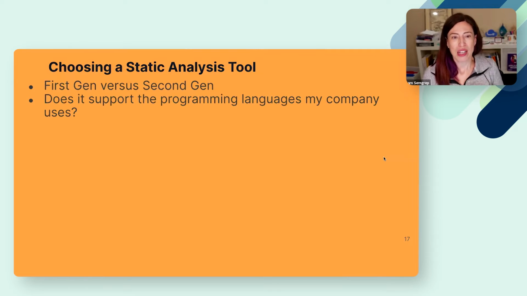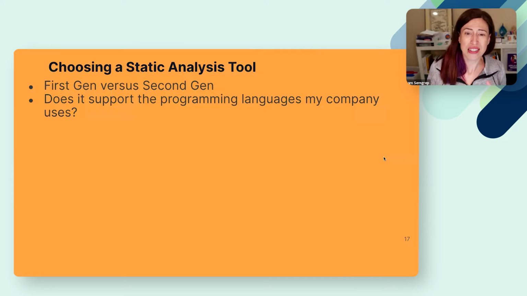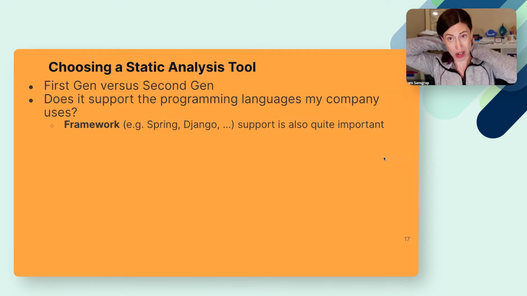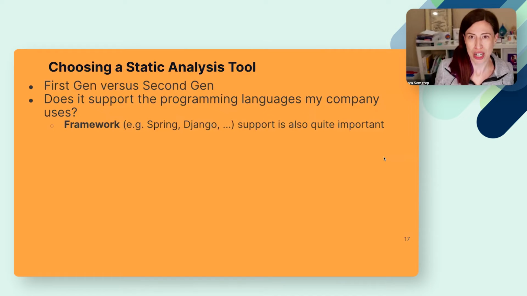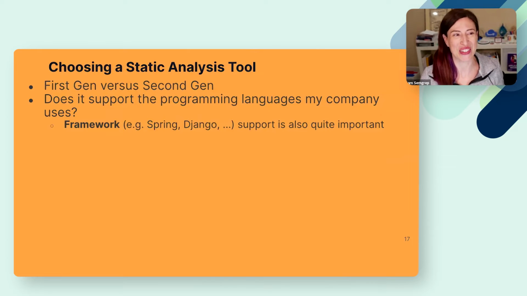Does it support the programming languages that my company uses? If you use 20 languages and the SAST tool you're looking at only supports half of them, that means you're going to need 2 SAST tools. That means 2 bills. That means 2 tools to support. And that sucks. So if it doesn't support the programming languages that your company uses, you probably don't want that one. It also needs to support your framework. So if you're doing Java, but you're doing Struts versus Spring Boot, does it support Struts? Or if you're doing Spring Boot too, because you can't make up your mind, it needs to support both of those. That's really important.